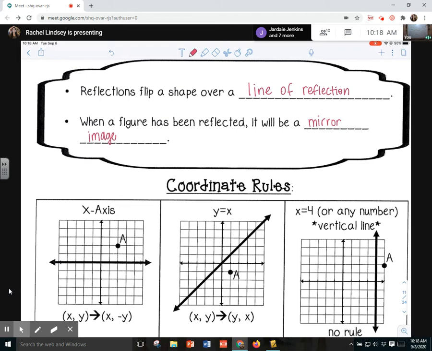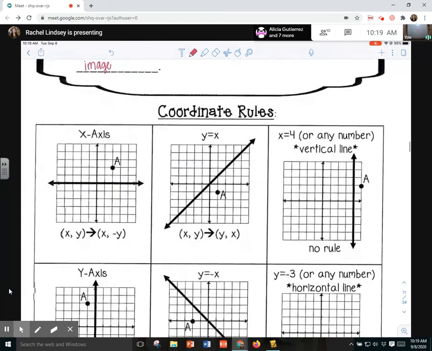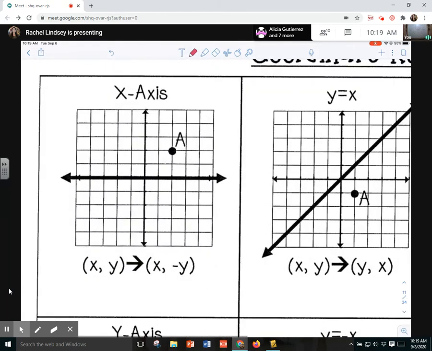So there are rules that we can use, coordinate rules for these, just like we have coordinate rules for translations. Translation coordinate rules change with every translation, but with reflections, they actually stay the same for the 4 main reflections. So the first reflection we have is an x-axis reflection.